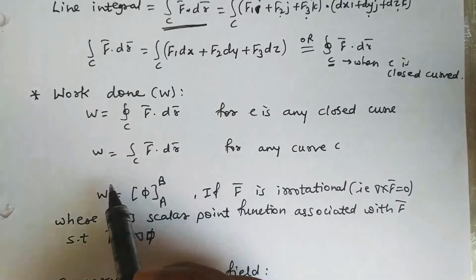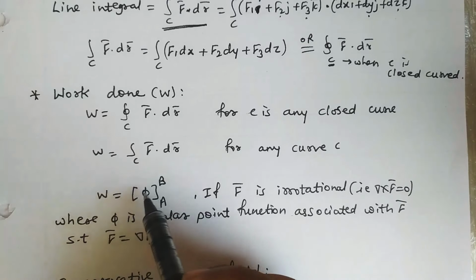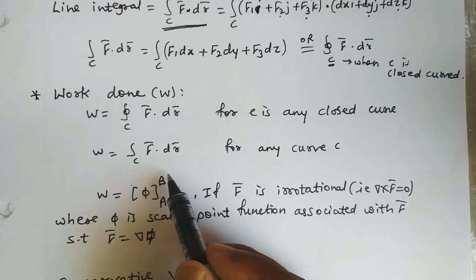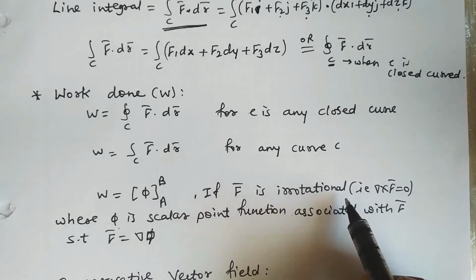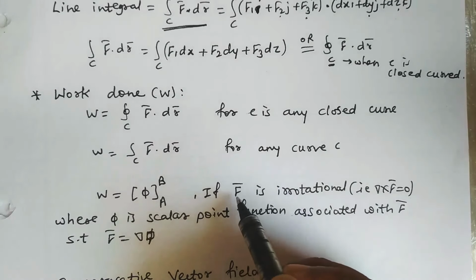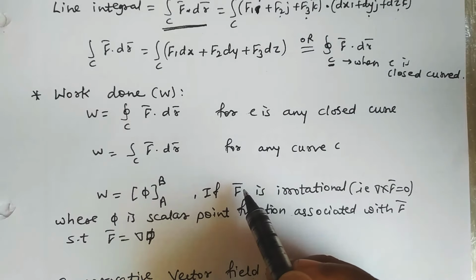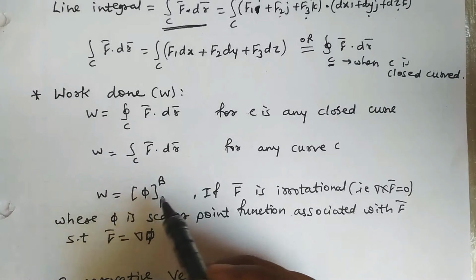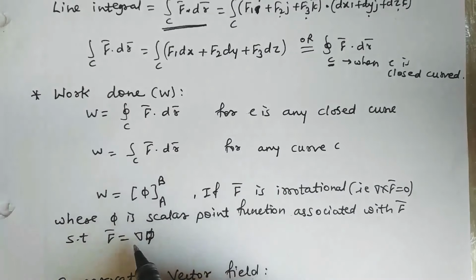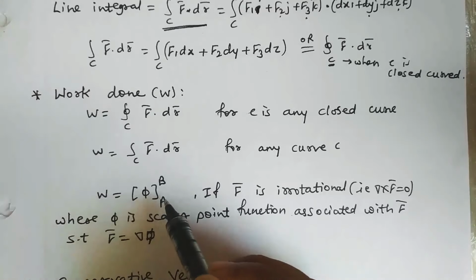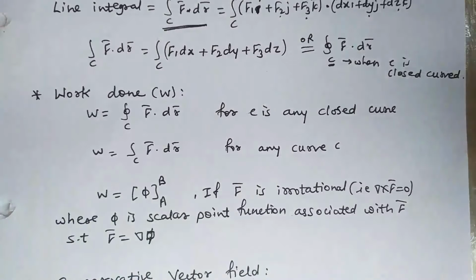And third formula, work done W is equals to phi having lower limit A, upper limit B, if f bar is irrotational, that is del cross f bar is equals to 0. That means if it is given that f bar is irrotational vector field, then we know that we can find a scalar function phi associated with this f bar such that f bar is equals to del phi. After finding that scalar function phi, you can put upper limit and lower limit to get the work done.